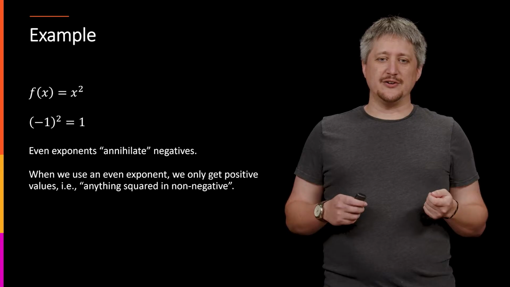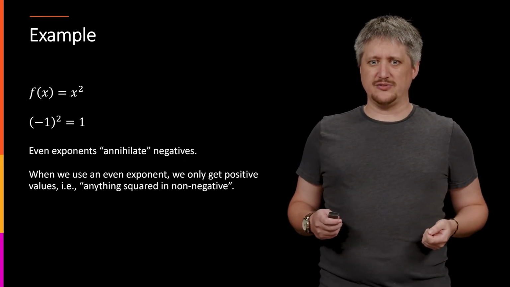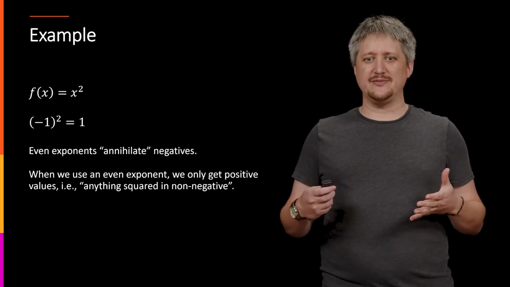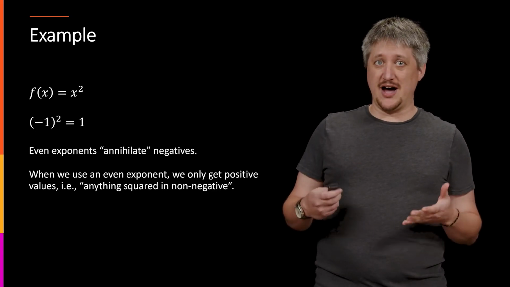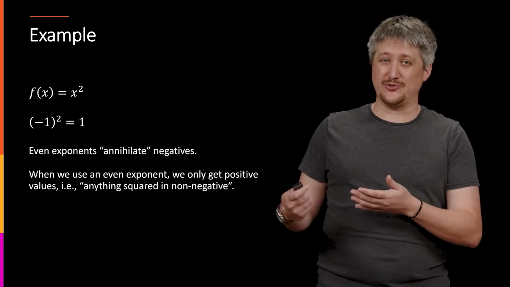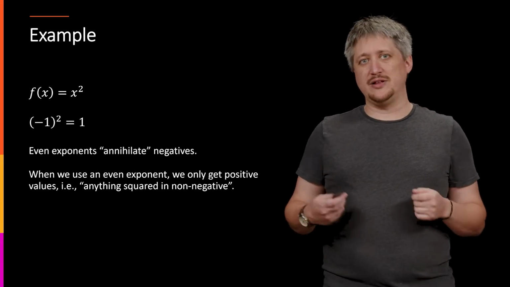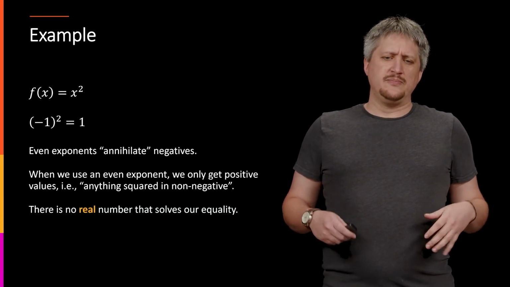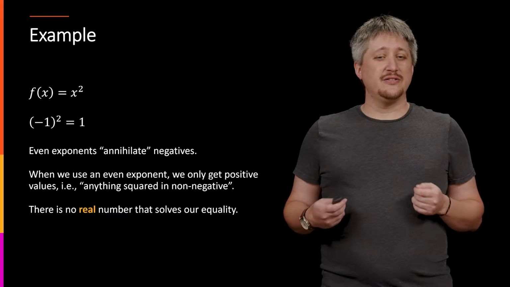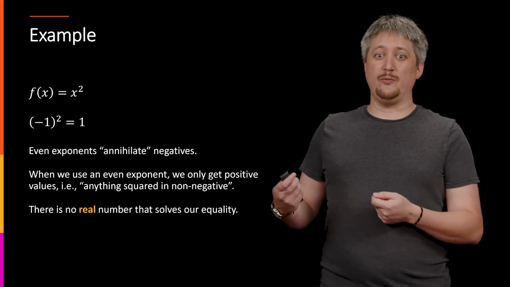So when we're using even exponents, we only get positive values. This is the idea that anything squared is not negative, or typically people say anything squared is positive, which is almost true, right? 0 kind of screws with that. But the point is that you never get anything negative, at least for real numbers. There's no real number that works, there's no something squared equals -1.